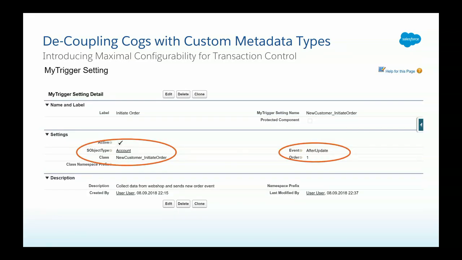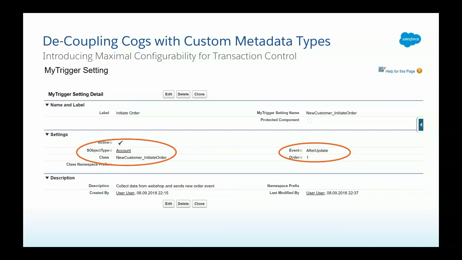So we were talking about conveyor belts, and this is how a conveyor belt looks on the platform. It's a custom metadata setting, it's a MyTrigger setting, and it tells you immediately for which object this particular setting is active, Account. You also see which trigger event is there, after update. You also can decide on the order in which this particular piece of code should run. And I want to point out in the red square on the left-hand side that you don't have your ordinary trigger handler there. You have a class called new custom initiate order.